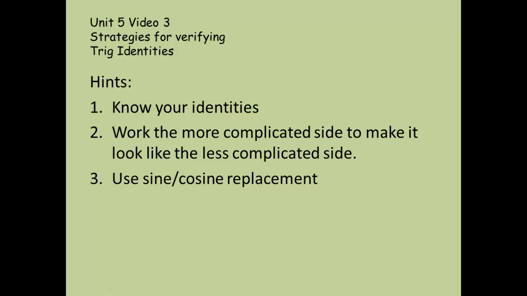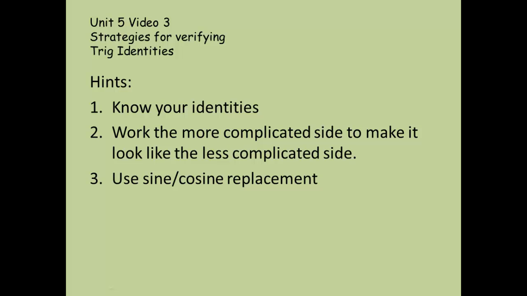The next thing is we're going to be working on the more complicated side of our equation, and we're going to make it look less complicated. It's going to seem strange to want to attack the ugly side of the equation, but it's going to be easier, so that's what we're going to be doing. I'll explain as we continue. Use the sine and cosine replacement. That's the first strategy I'm going to demonstrate for you.